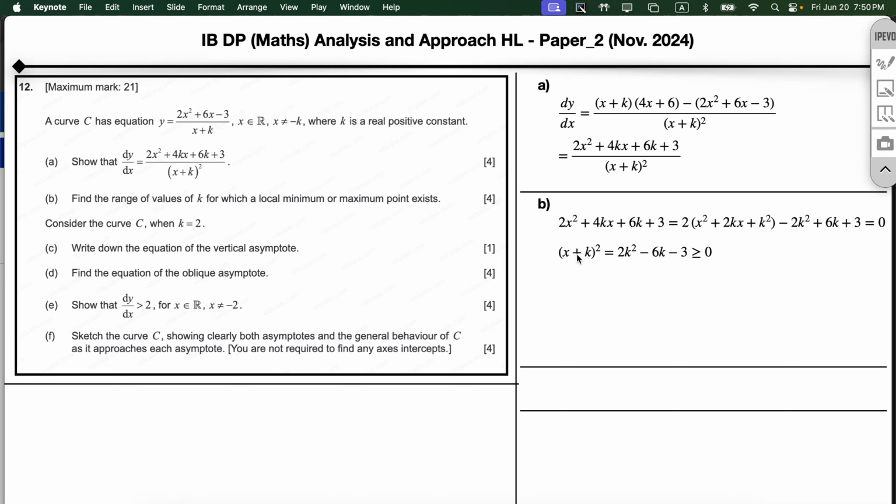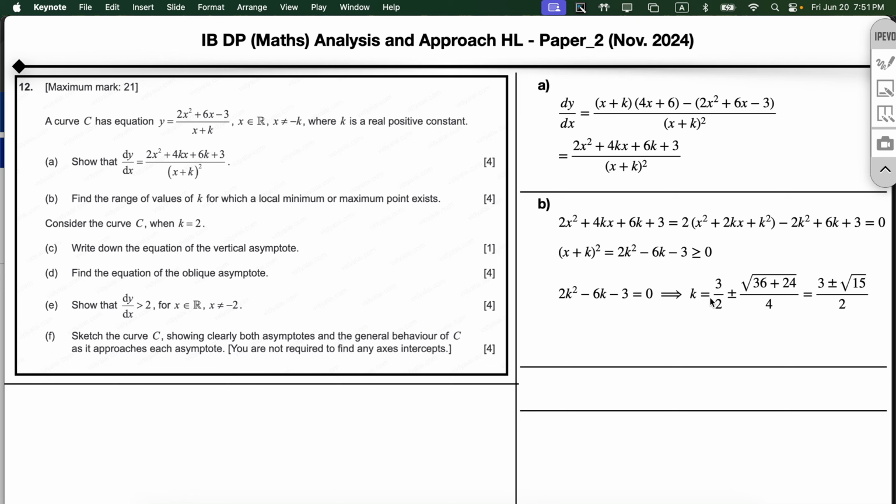Why? Because x is real and k is a real positive number. So their sums squared, which is equal to this, will have to be greater than or equal to 0. So that gives us this inequality, and we can solve this inequality.